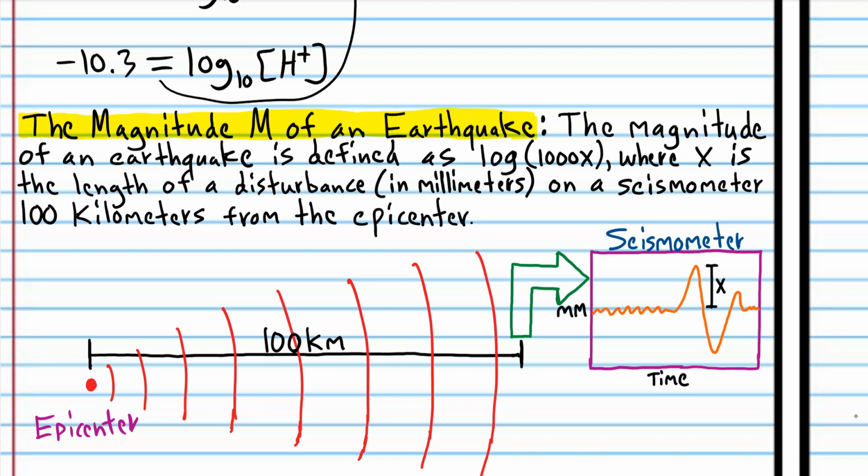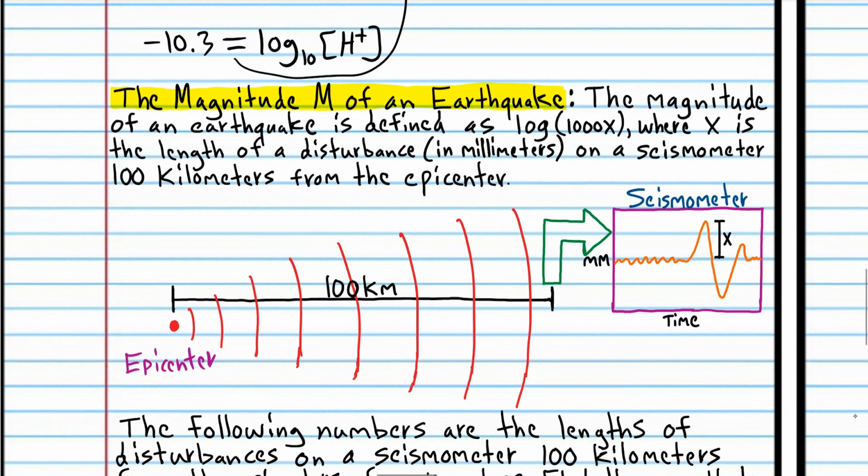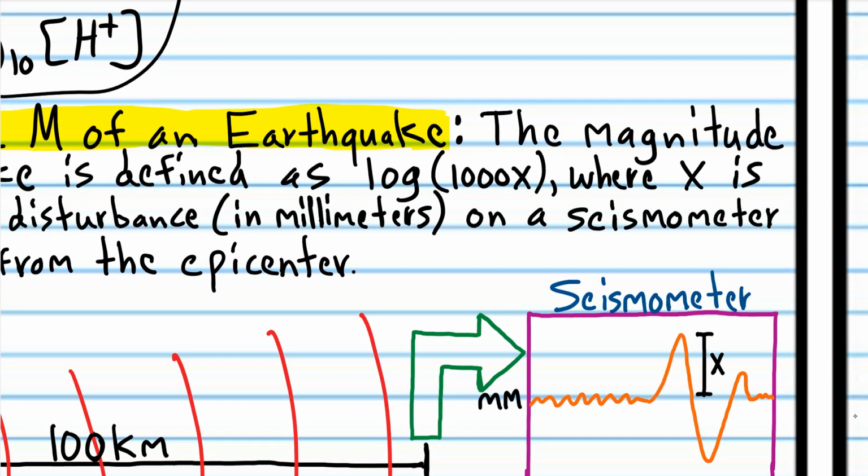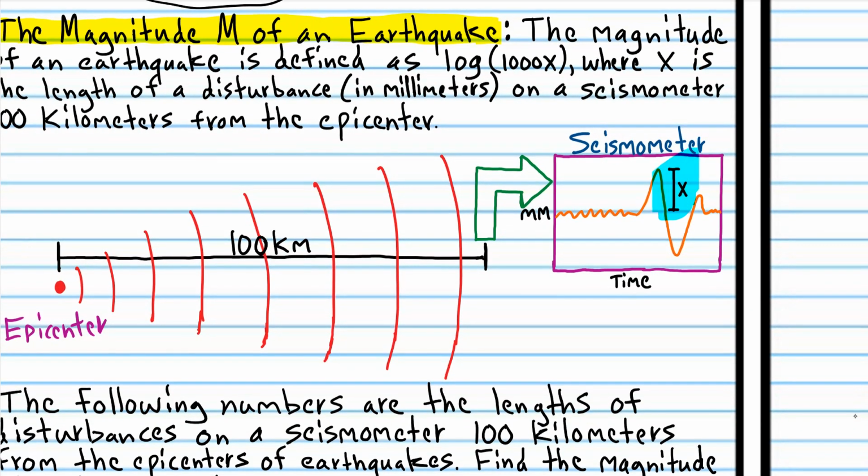So instead we convert to a logarithm, and guess what the base is going to be? It's base 10, because that's the foundation of our number system, 10 symbols. So the length of the disturbance is always measured in millimeters. That's important. And we don't have time, or really the necessity, to go into how the magnitude of an earthquake is defined, but it's just a definition. It's defined as log base 10 of 1,000 times the length of the disturbance measured in millimeters. So that's this x value here.